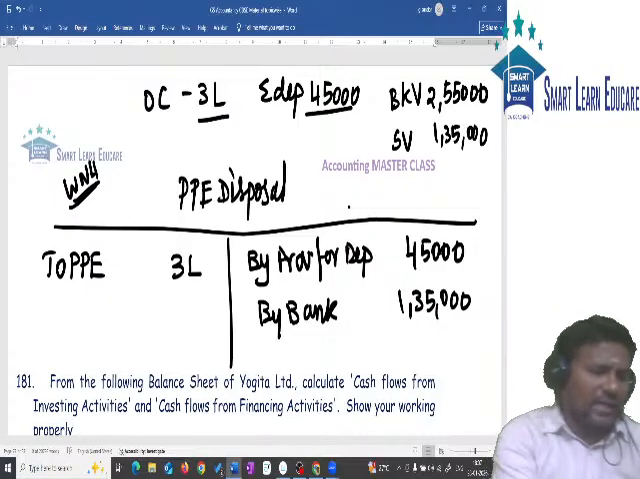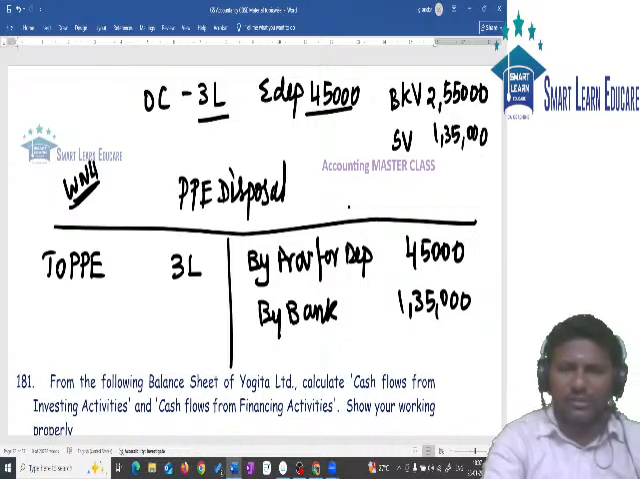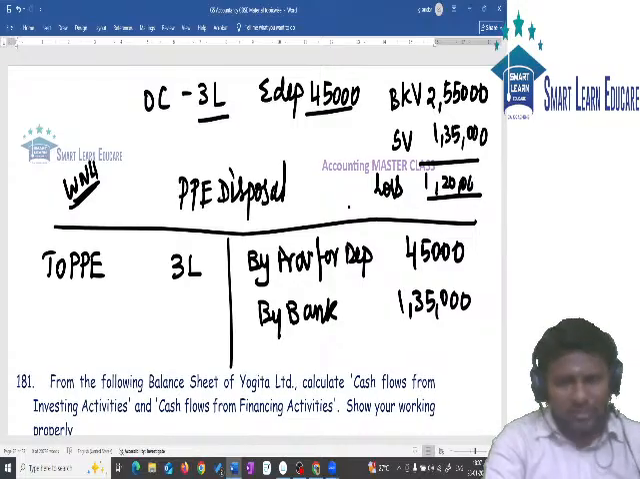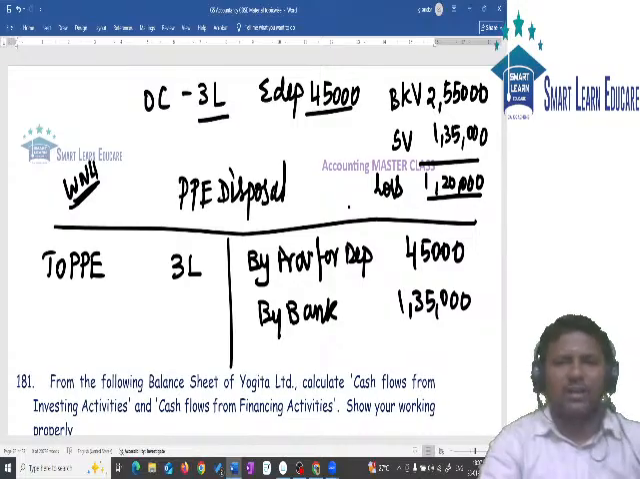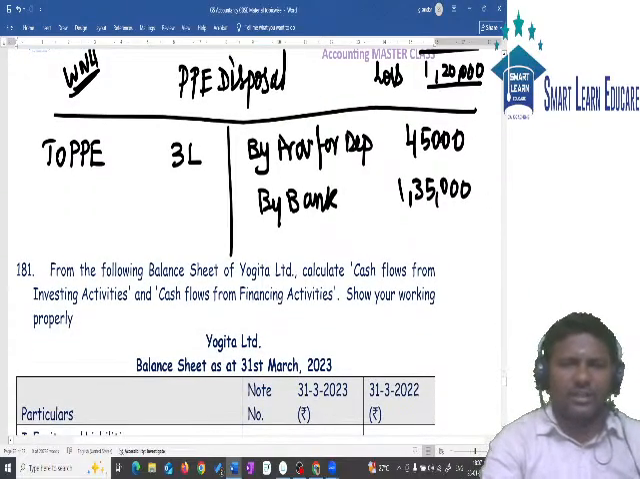The 3 lakh asset is the original cost. 3 lakhs minus 45,000 will give you 2 lakh and 55,000. This 2 lakh 55,000 is sold for 1 lakh and 35,000. This will give you a loss. How much loss do we have? 1 lakh and 20,000.